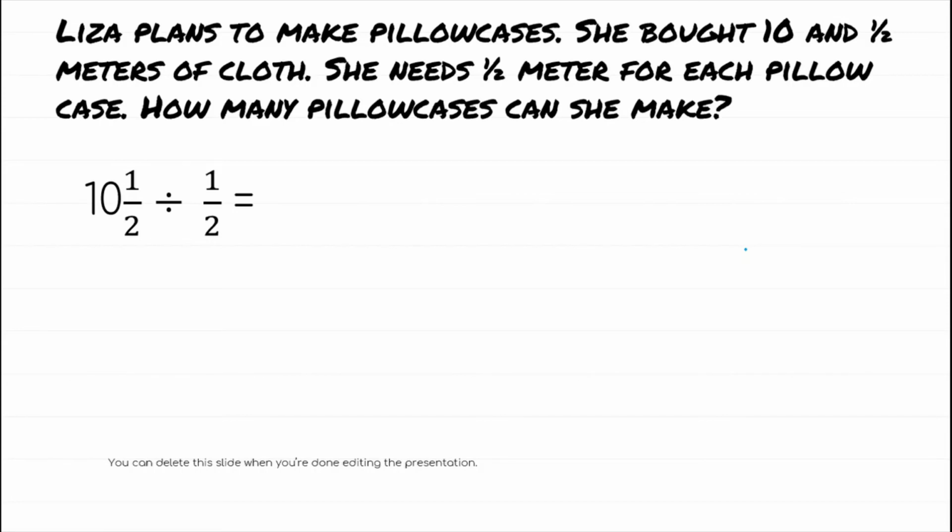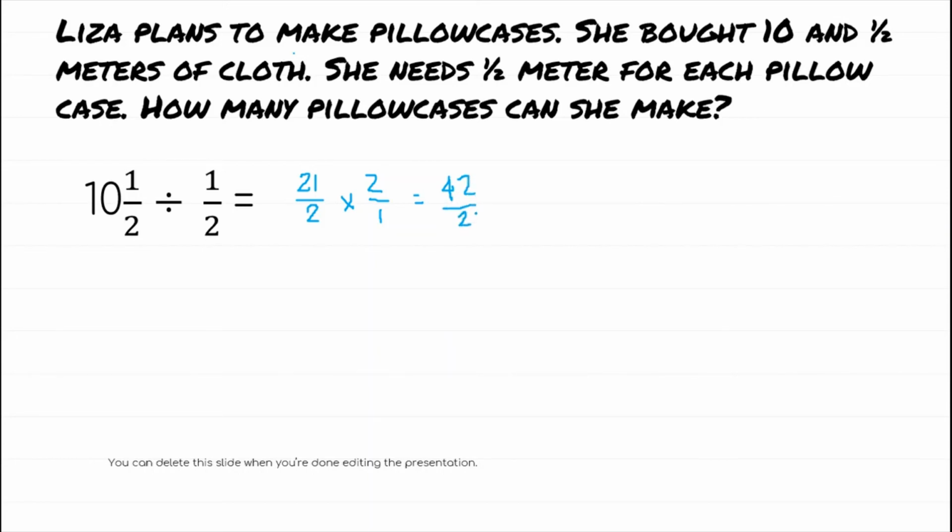So first, of course, since this is a mixed fraction, we need to change this one into an improper fraction. So 10 times 2, that is 20. 20 plus 1, that is 21. Then just copy the denominator 2. Okay, and for this one, we are going to put the second fraction into reciprocal. The reciprocal of 1/2 is 2 over 1. And from division, it will change into multiplication. That's how easy. Then we're going to multiply 21 times 2, that is 42. And 2 times 1, that is 2.